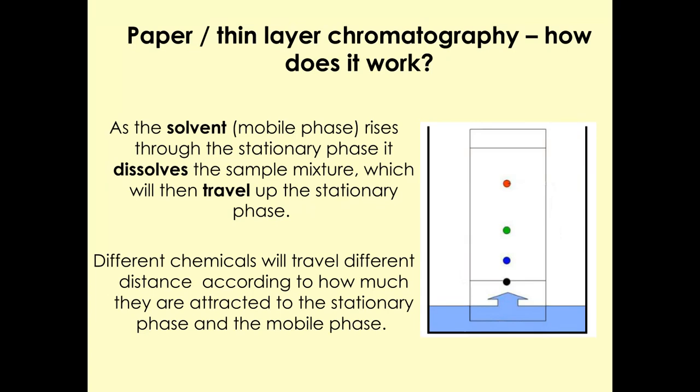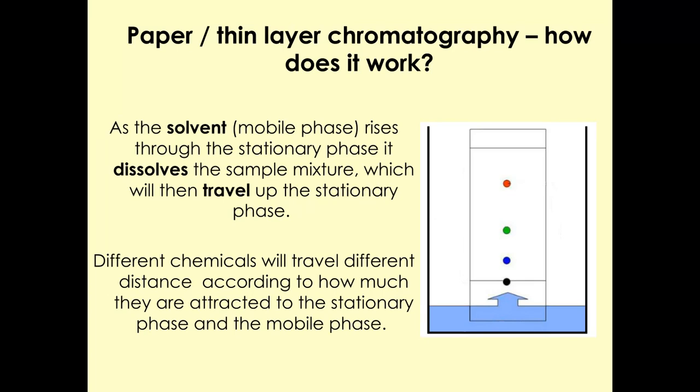You can see on the baseline there's still some black there. That's just there to indicate what it looked like originally, because the components have moved up the plate. That dot wouldn't be there anymore unless there was something that wasn't soluble, and that would remain there.